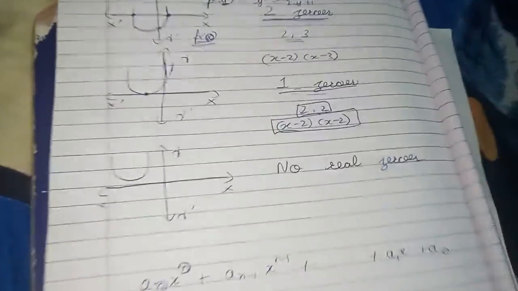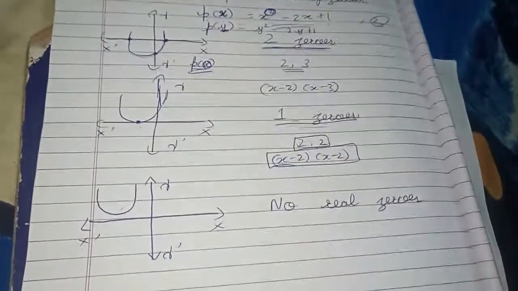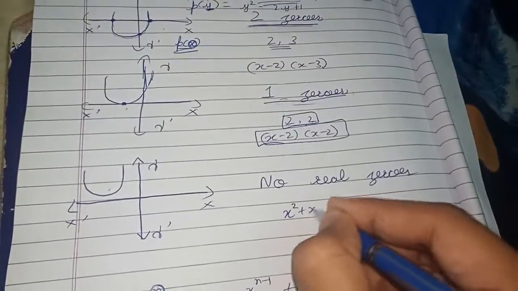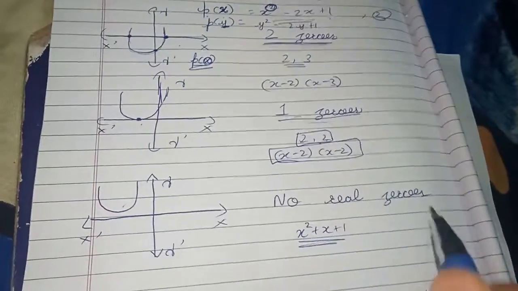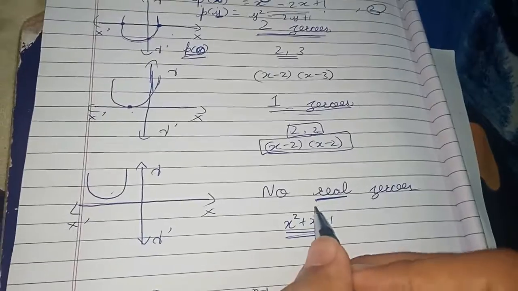Now, the third case, where the graph doesn't cut the x-axis. So what will you do? Does this polynomial not exist? No, it exists. An example of it is x squared plus x plus 1. Now here it's a condition. See, I have written no real zeros or no real roots.